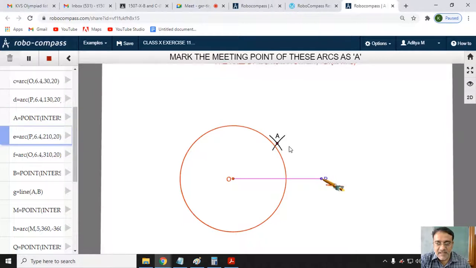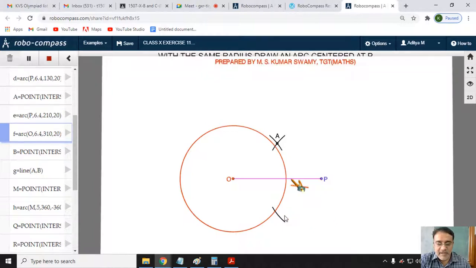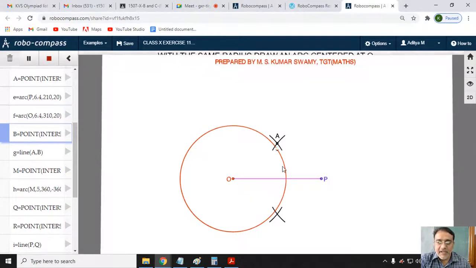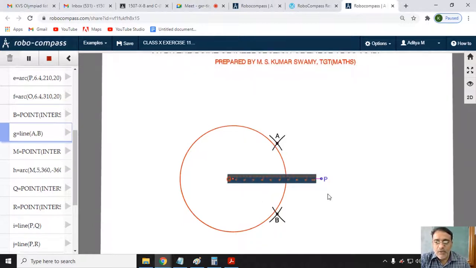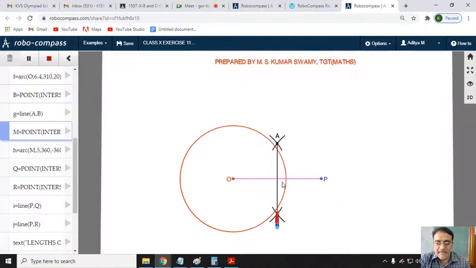This point is A, and on the other side also we are going to draw two arcs with same radius, and they will intersect at point B. Now we will join AB. So AB will intersect OP at point M. So this point of intersection is M.